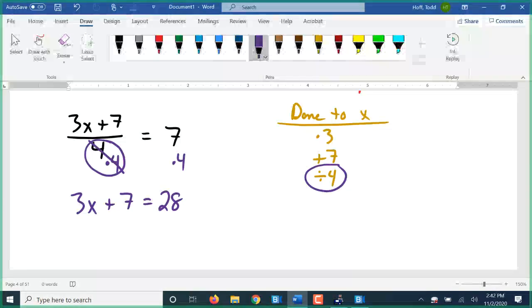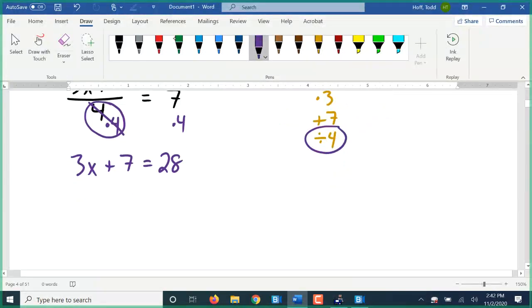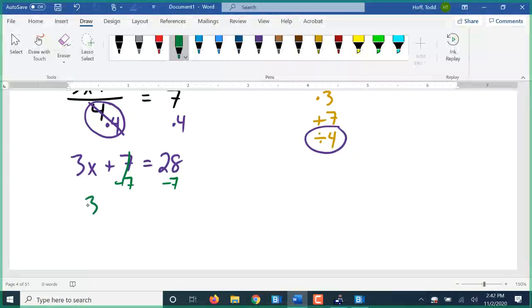And now this looks like our other equations that we've solved. We're going to subtract 7. Get 3x equals 21. And divide by 3. X equals 7.